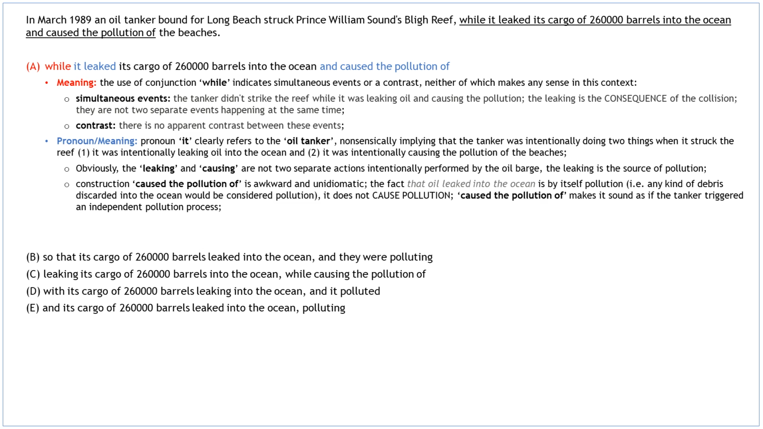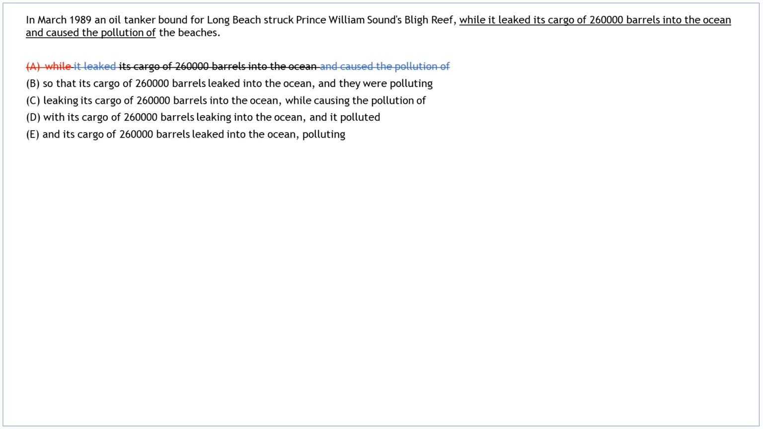The construction "caused the pollution of" is awkward and unidiomatic. The fact that oil leaked into the ocean is by itself pollution, it does not cause pollution. "Caused the pollution of" makes it sound as if the tanker triggered an independent pollution process. Eliminate this answer choice, and move to answer choice B.